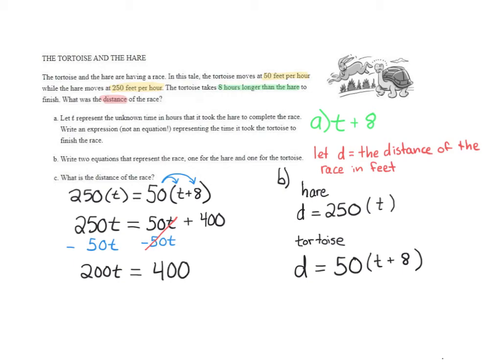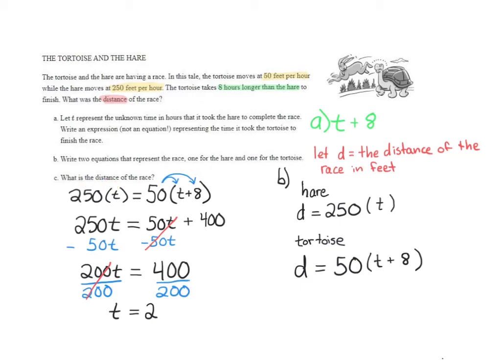Lastly, I need to divide both sides of the equation by the coefficient on t. So the coefficient on t in this case is 200. So I divide both sides by 200 and get t equals 2. But hang on a second. I'm not actually done answering this question because C is asking, what is the distance of the race?